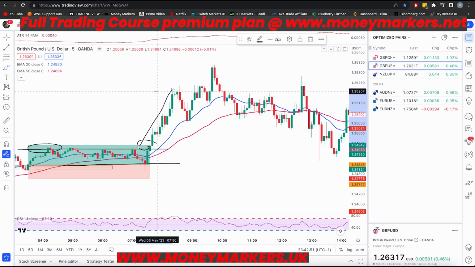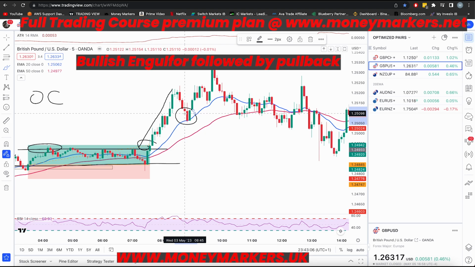At this point, we are just observing the market. Now, what is the second factor? We look for the condition. And what is the condition? The condition is the bullish engulfing candle. Right here, what do you see? A bullish engulfing candle.